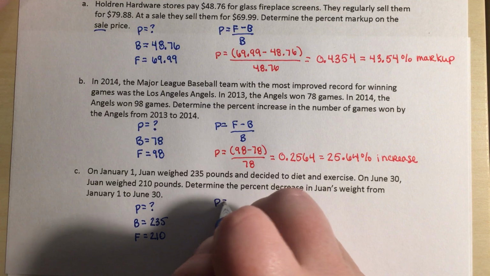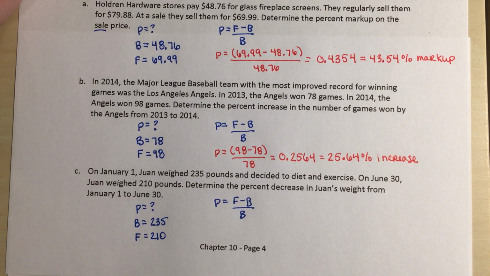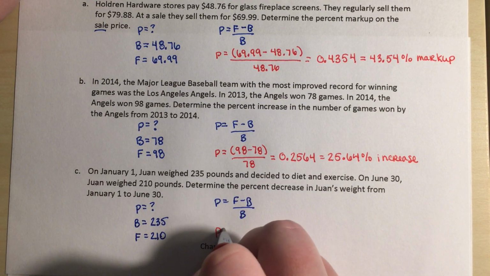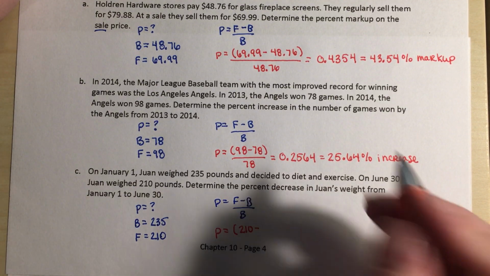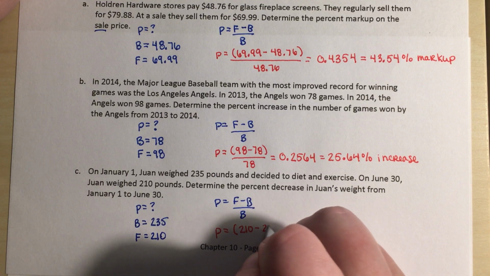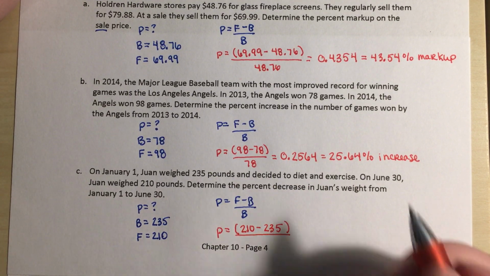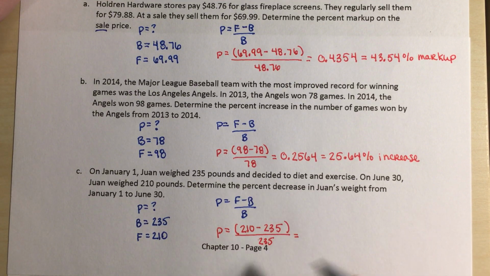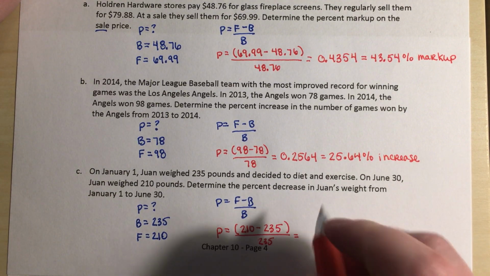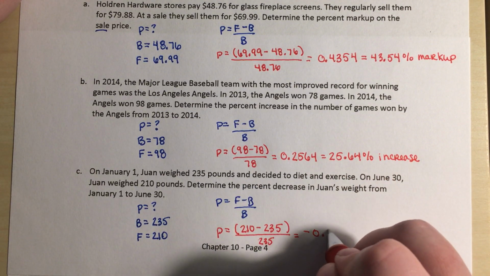So again, we're going to use the same formula. P equals F minus B over B. So as I'm plugging this into the calculator, again, make sure we are putting that top part, our numerator, in parentheses. So F was 210 because that's where he ended up. Our baseline is 235. So in this case, if we look at our numerator, we're taking a smaller number minus a larger number, which means we're getting a negative number. So that means we're going to get a negative decimal. So we're going to get negative 0.1064.